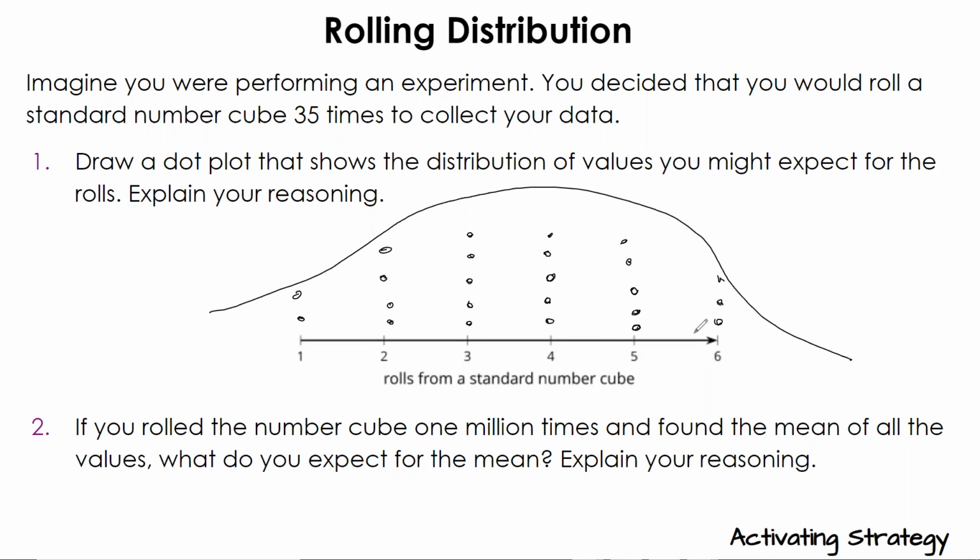If you rolled a number cube 1 million times and found the mean of all the values, what do you think that mean is going to be? It's got to be a number between 1 and 6. What's the mean going to be? 4. Okay, so like halfway between 1 and 6, right? So you could be like 3.5-ish to 4-ish. And the reason why is because those are like the middle numbers, right?